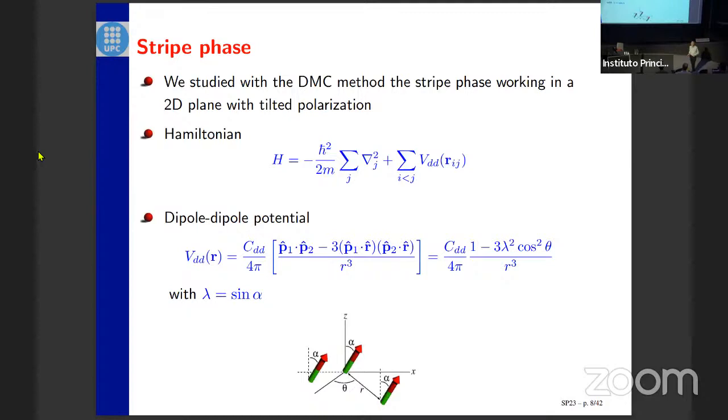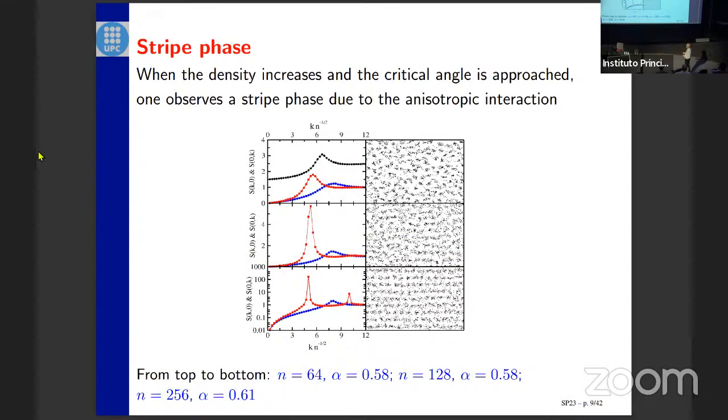And this is what emerges from, for instance, our calculations. Here, from top to bottom, n is the density. So we have several densities. And we can also change the alpha, okay?